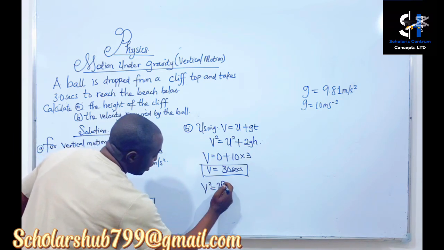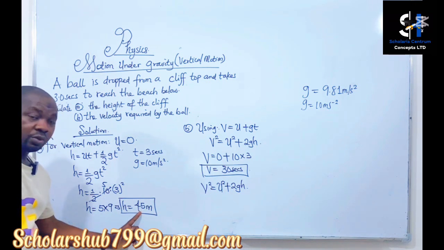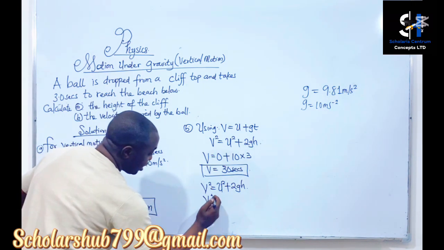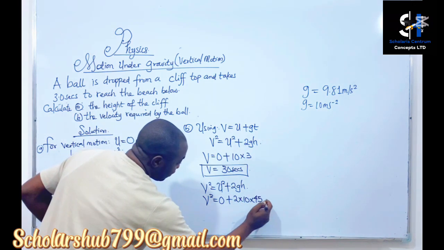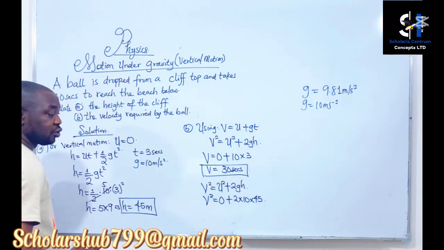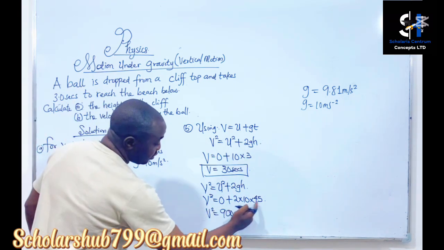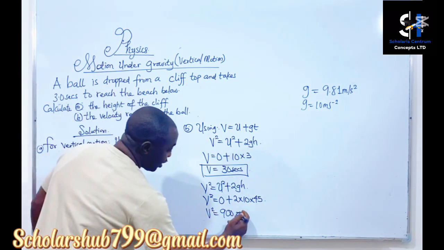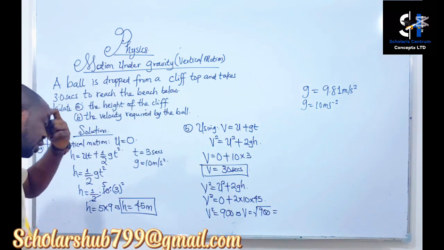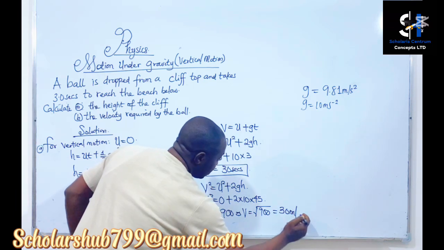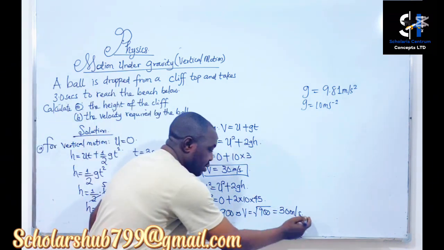Then if we use v squared equals u squared plus 2gh, we know the value of height h to be 45 meters. So v squared equals 0 plus 2 multiplied by 10 times 45. Now 45 multiplied by 2 is 90, so we have v squared equals 900, because 20 times 45 is 900. So v will be equal to the square root of 900, and when we take the square root of 900, that will give us 30 meters per second.